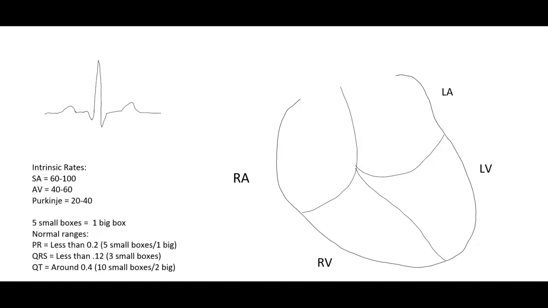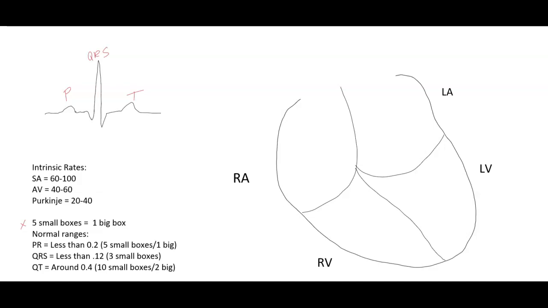As many of you have learned, we do have a normal sinus rhythm kind of drawn out here. So normal sinus rhythm includes a P wave, a QRS complex, and a T wave. All right. So when we're reading our telemetry boxes, you have here that there is 5 small boxes equals 1 big box if we were actually looking at a printed out telemetry strip.